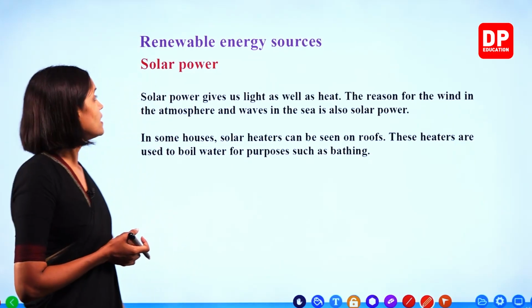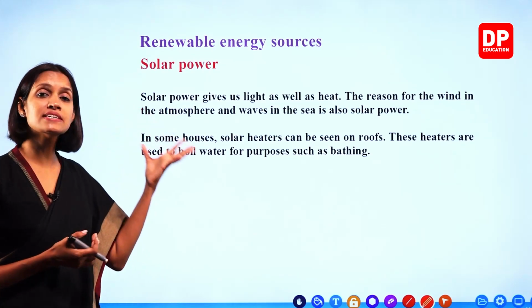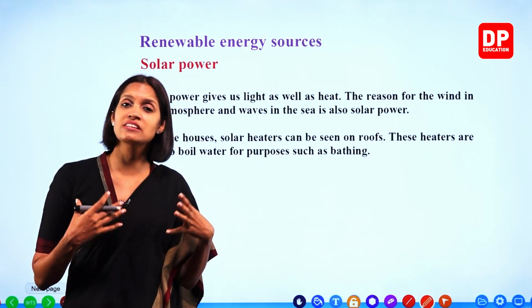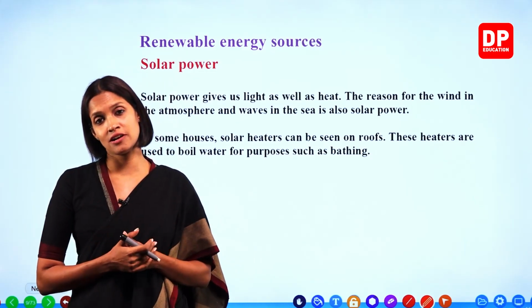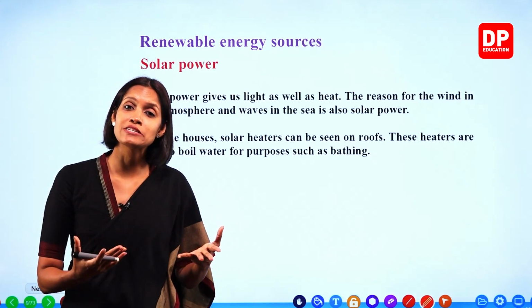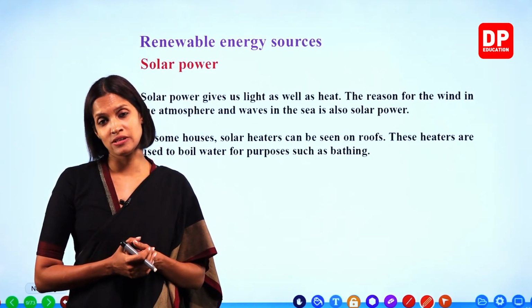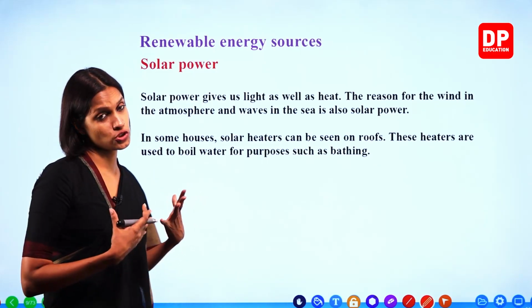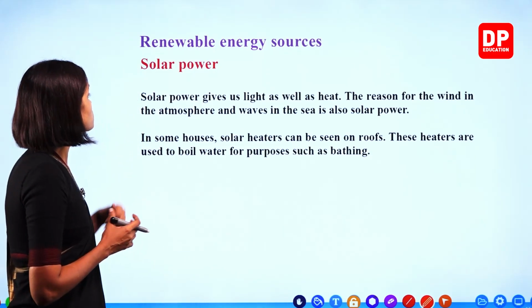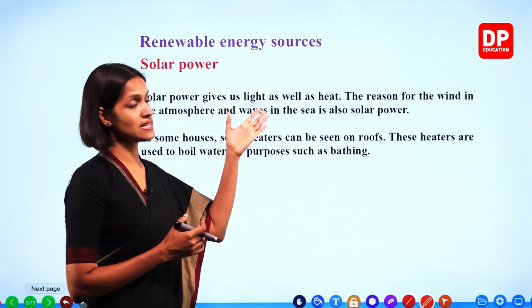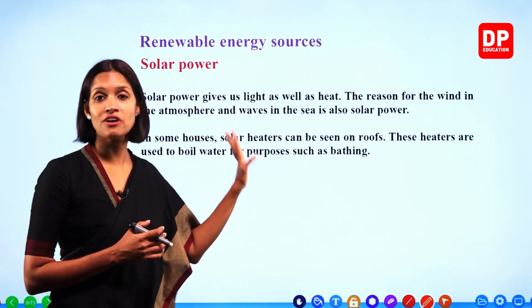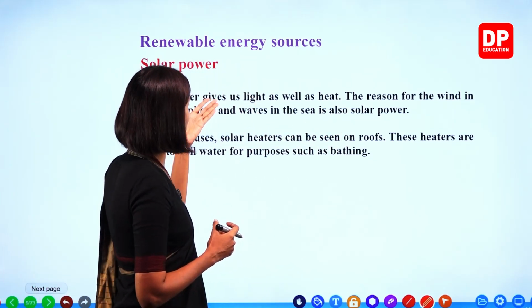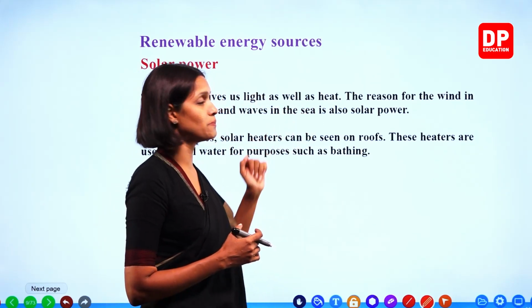Okay, children, because of the energy contained in solar energy, we can get our day-to-day work done. We can dry different things like our wet clothes, grains, etc. And we learned that solar energy can be used to generate electricity as well using solar panels. Solar energy can be used to heat water too. So solar power gives us light as well as heat. Both light and heat are forms of energy. The reason for the wind in the atmosphere and waves in the sea is also solar power.